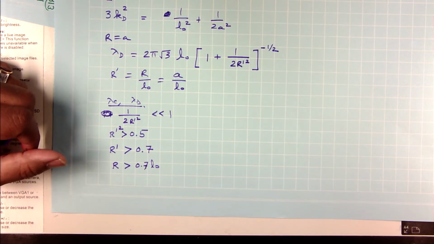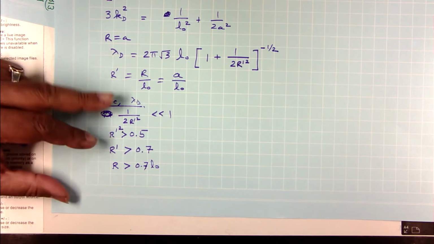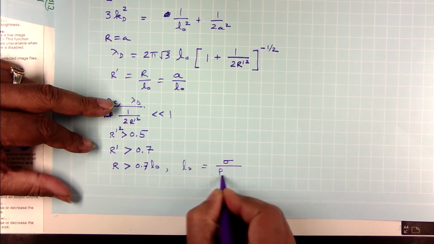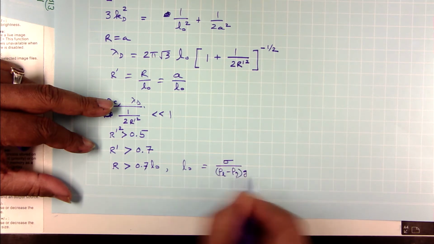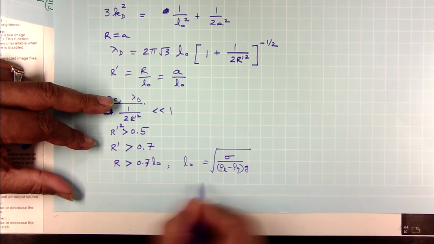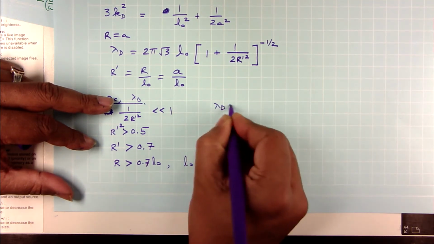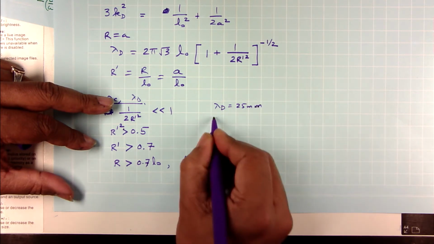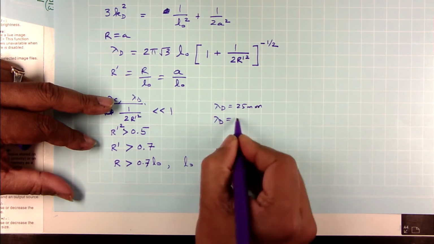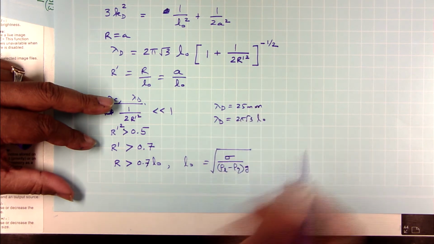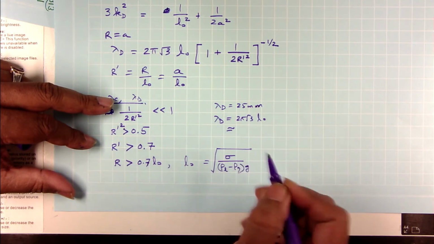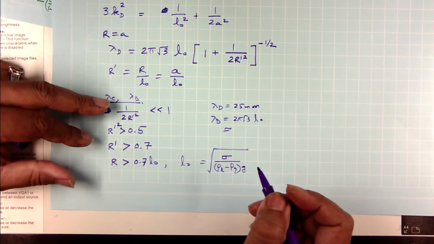So, how much did we say was the L naught for water? Do you all remember? L naught is equal to sigma divided by rho L minus rho g times g, square root of that. So, we said lambda d is equal to 25 millimeters, and lambda d is equal to 2 pi root 3 L naught, right, or roughly equal to what, 11. What is 2 pi root 3? About 11. Can somebody calculate and tell me?